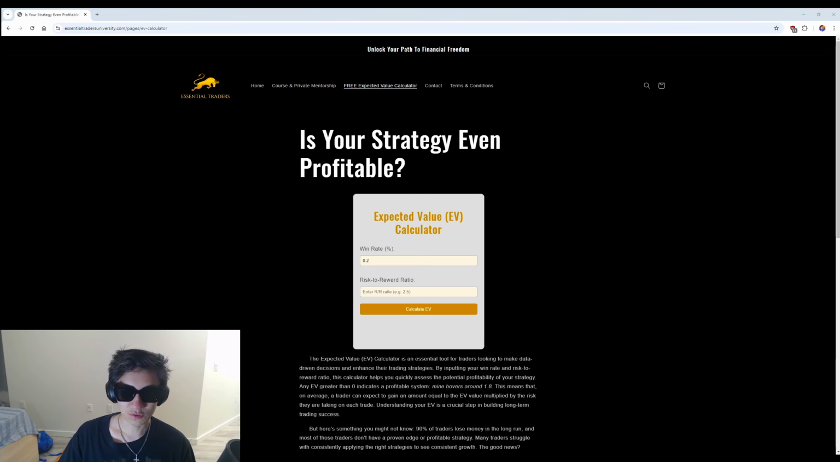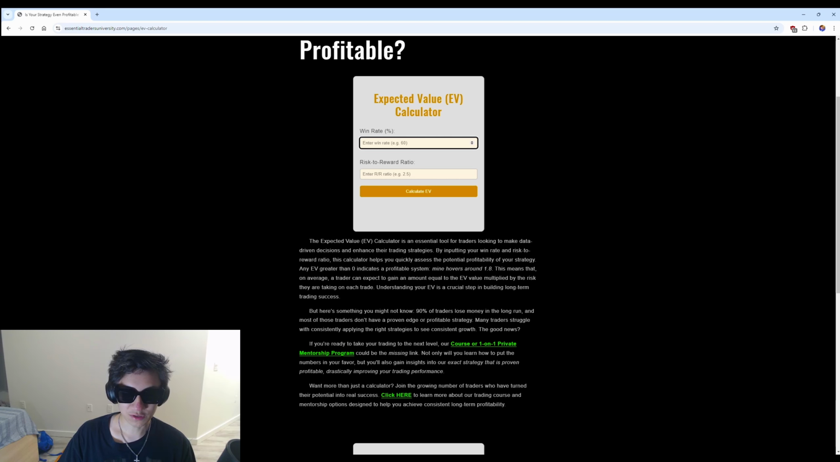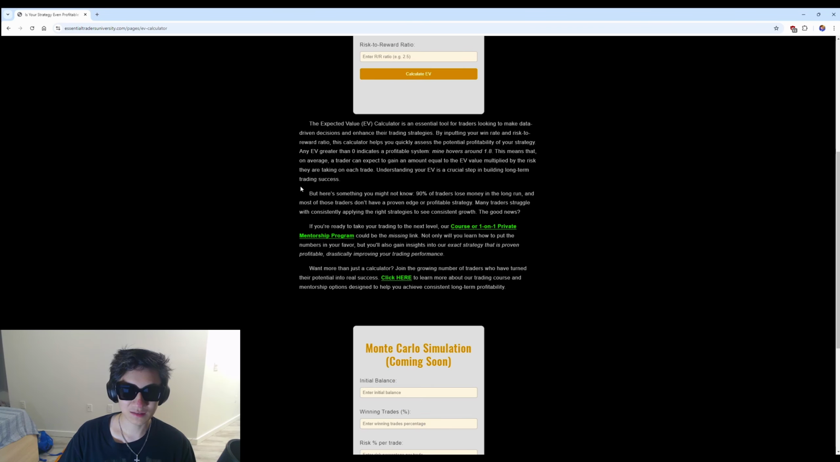But without further ado, let's get straight to the calculator. Feel free also to read this little thing I wrote below, because it makes sense. It tells us a little bit about the statistics of how 90% of traders lose money over the long run. But also those 90%, a big majority also don't have a proven strategy that they've backtested prior that works.